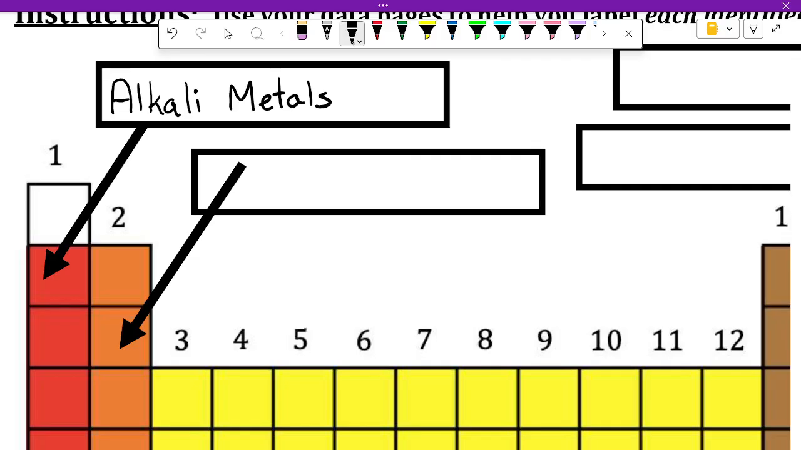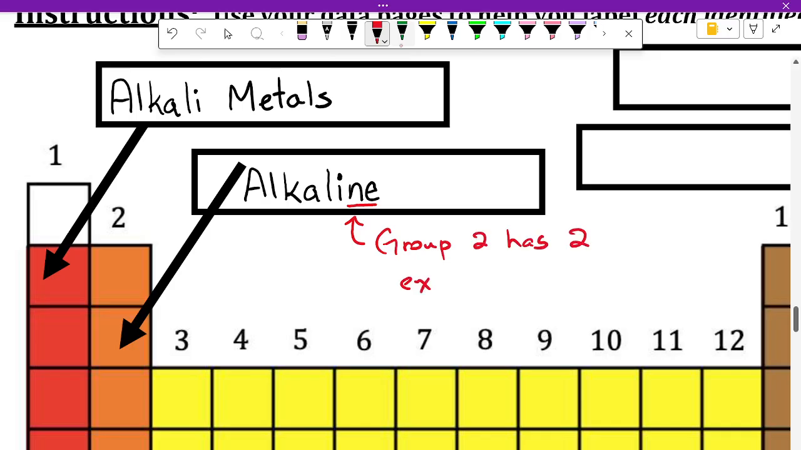Group 2 is called the alkaline. See, it starts the same way, alka. And it's actually all the same, all the way up to there. It starts out alkali, but then we put an N-E on the end, alkaline. So the only thing that's different is we add an N-E on the end. It's group 2, and it has 2 extra letters. That might help you remember that that's the one that gets the 2 extra letters. Group 2 has 2 extra letters.